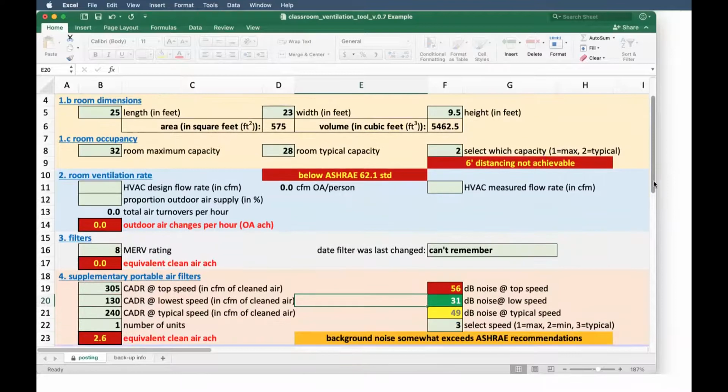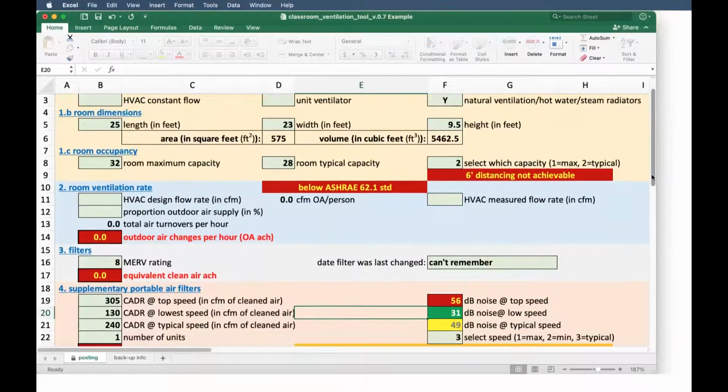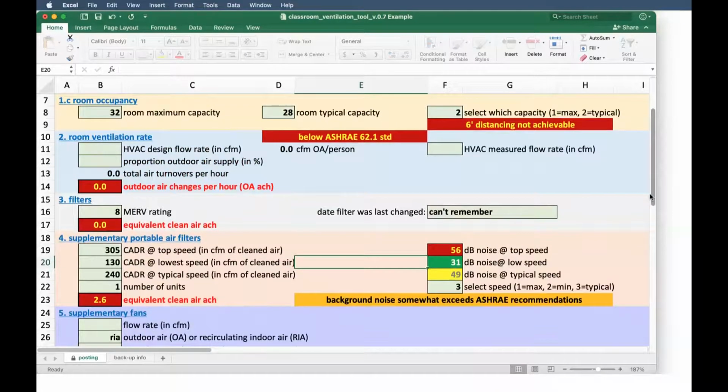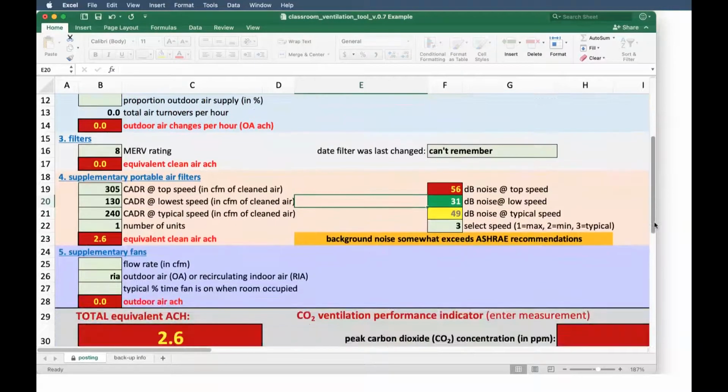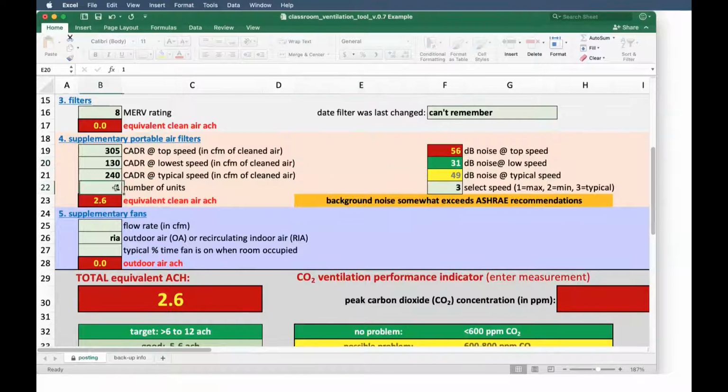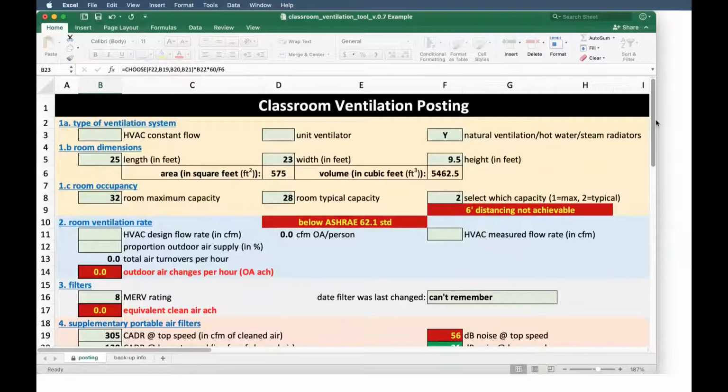Because it wasn't in there, no HVAC, if we put nothing in, we didn't get a result. But if we just left the MERV there at something, and we had this information about the portable air filters, we got this 2.6. And what we discovered was that if we went to 3, we actually got better air changes an hour, certainly in the better range. And the other thing that we learned was that the 6-foot distancing wasn't achievable in this space.